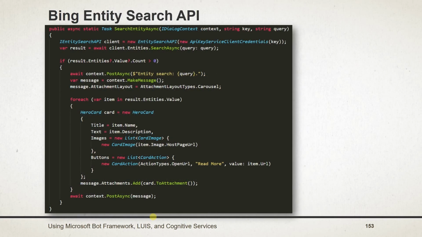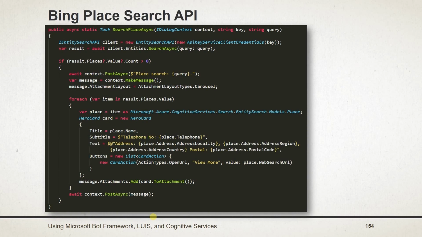For entity search, I have used cognitiveservices.search.entity-search package. An entity can be searched using search async method and its results include entity's properties. We can also find places using entity search. Places property contains its result.